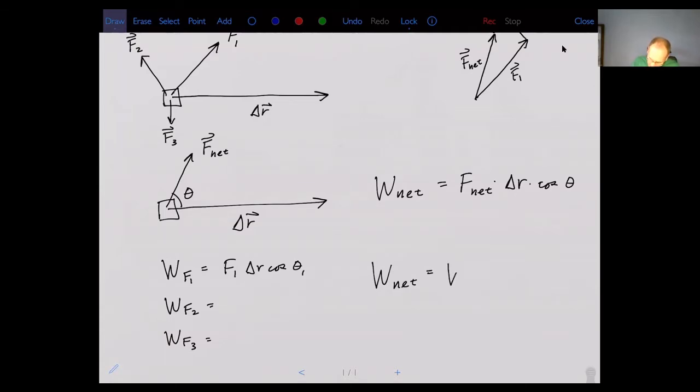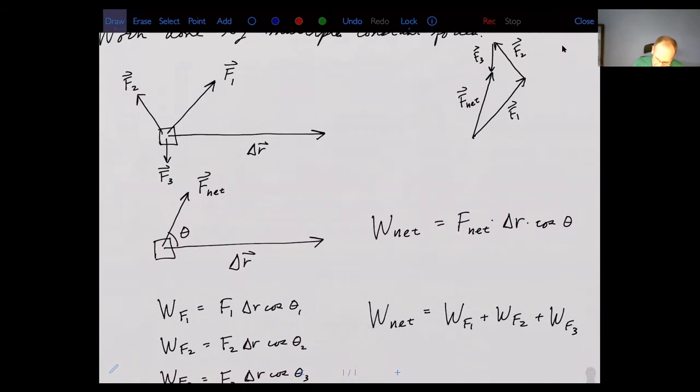So this will be the work done by F1 plus the work done by F2 plus the work done by F3. So since it's a scalar, you can simply add those values together, and that will give us the net work. Okay, so each of these, I didn't write this out, but this of course is just going to be F2 times delta R times cosine of the angle, but now the angle is the angle between F2 and delta R, right? And then F3 delta R cosine, I'll call it theta 3. That's the angle between F3 and delta R.